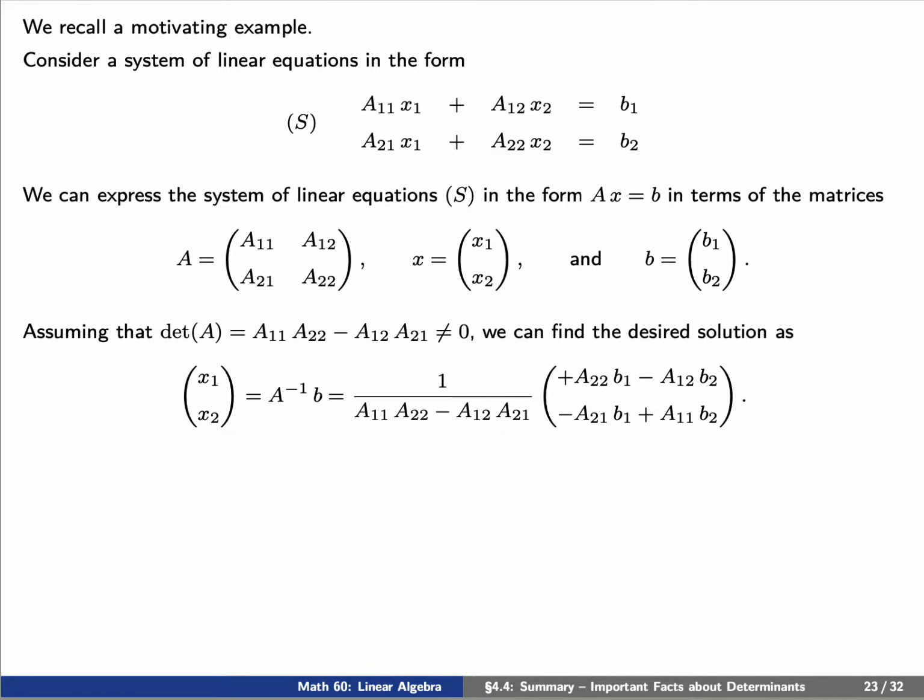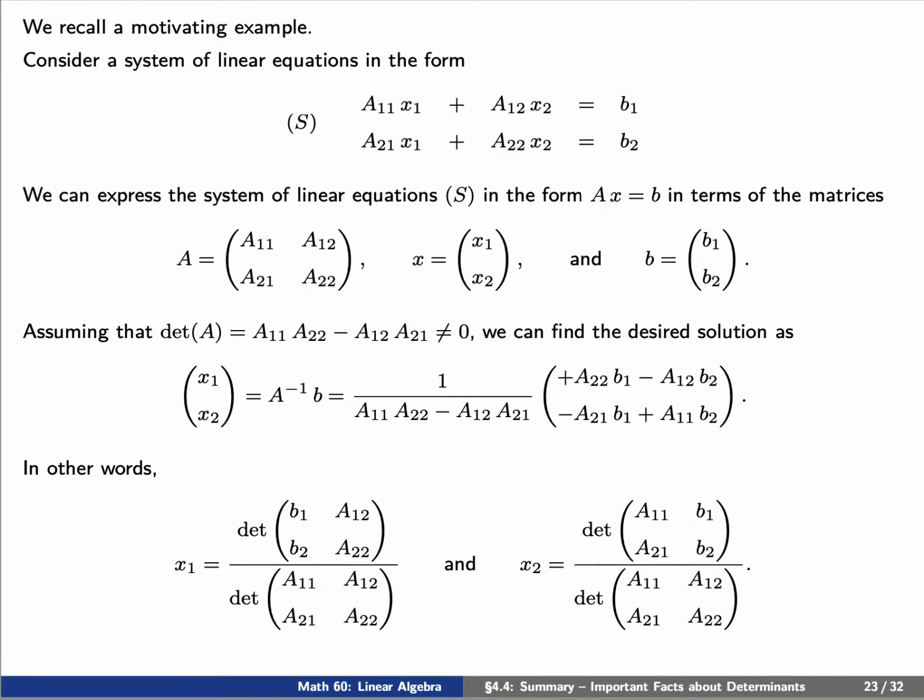Assuming that the determinant of this 2 by 2 matrix is non-zero, we found in previous lessons that the solution of this system is, as you see on your screen here. We can expand out to take a closer look at x1 and x2, and we find that we can express x1 and x2 as the ratios of these two determinants.